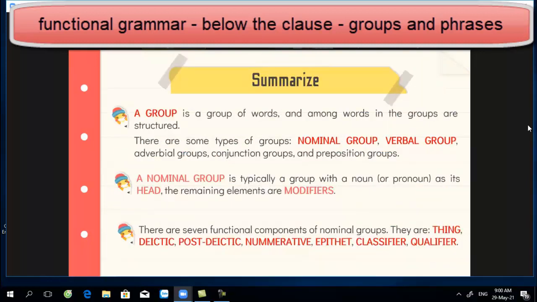And to summarize my part, we can say that a group is a group of words, and among the words in the group there is structure. There are some types of group: nominal group, verbal group, adverbial group, conjunction group, preposition group. And a nominal group is typically a group with a noun or pronoun as its head, and the remaining elements are modifiers. And there are seven functional components of the nominal group. They are thing, deictic, postdeictic, numerative, epithet, classifier, and qualifier.